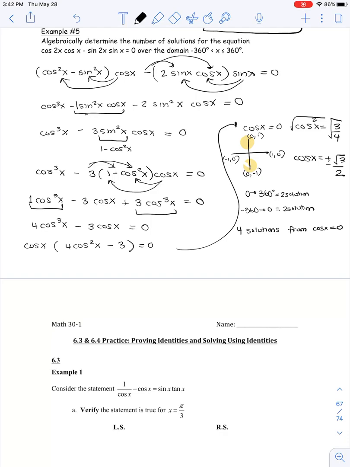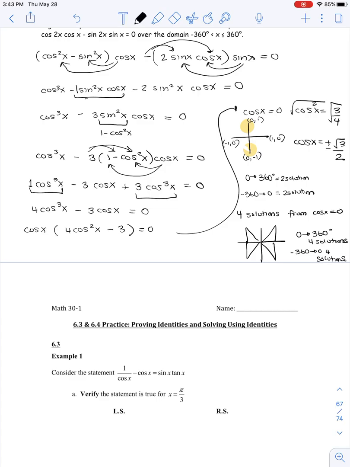Now we have to look at the next one where whenever you have a positive negative answer, that means it can occur in every quadrant. You're going to have a solution in every single quadrant. So from 0 to 360, you're going to have 4 solutions. And then from negative 360 to 0, you're going to have another 4 solutions because it always repeats itself. And so all you have to do is count. There's 4 solutions from the other one, 8 solutions from the cos x equaling positive negative root 3 over 2. So together, therefore, a total of 12 solutions.